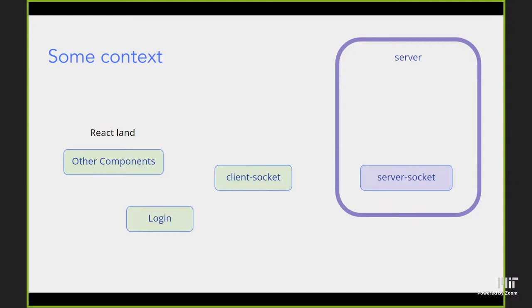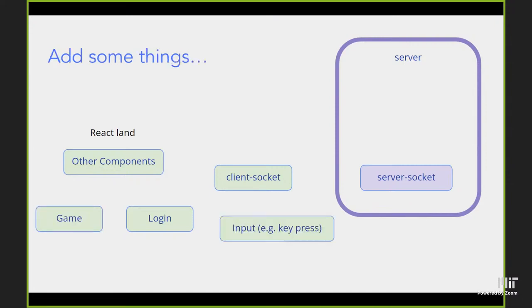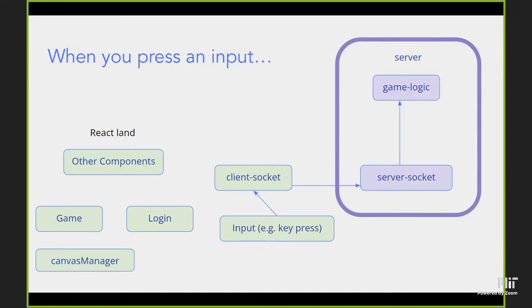So to recap some context of the kind of files that we've been working with in the previous workshops, you have a bunch of components in React land. We have our client socket that we set up yesterday. We have login stuff with Google. And on the server side, we have our server socket. We also have a couple other things like API endpoints that we haven't drawn here. We're going to add a game component in React land. We're going to add an input file that'll let us process inputs, for example, if you're moving your mouse or pressing buttons on the keyboard. We're going to add this thing called Canvas Manager, which controls what is on the screen. Essentially it draws what you see. We'll add some game logic for the server.